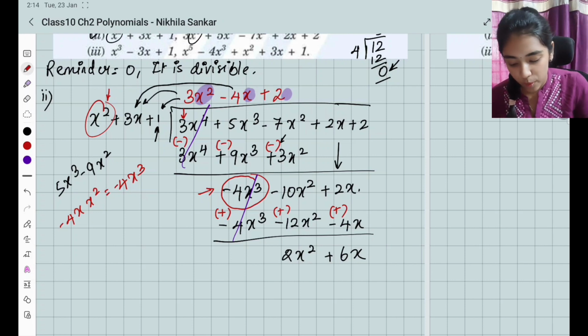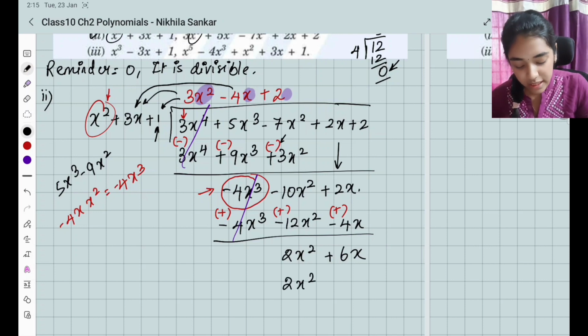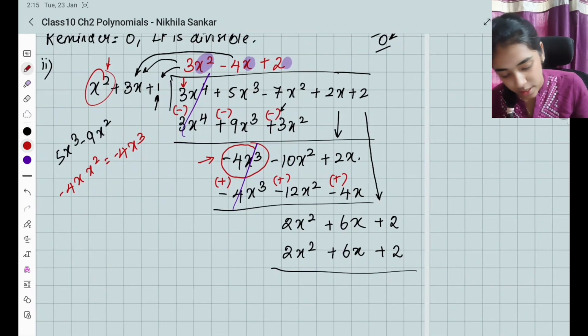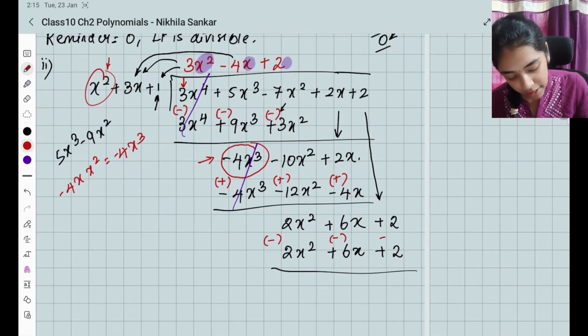Then the 2 is done. Now when I multiply, I have 2x square, then 3x into 2 is going to be plus 6x, then 1 into 2 is going to be plus 2. And I have a 2 here. So you have plus 2. When I subtract this, what do I have? Minus here, minus here, minus here also. So what happens? This becomes a 0.